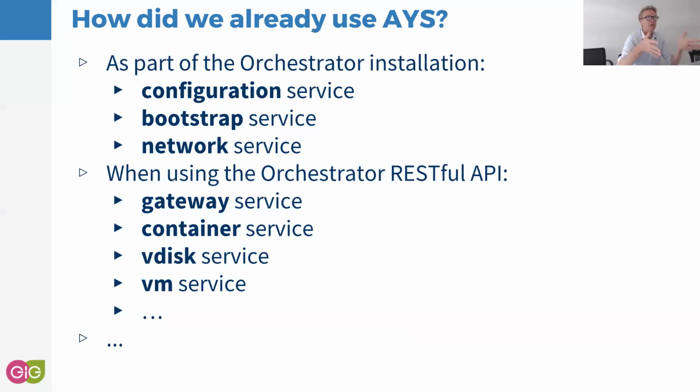When talking to the RESTful API, the orchestrator then talks to AYS saying, this is what I want. And by saying that, the AYS server will instantiate an AYS service representing the workload, in this case, for instance, a gateway that needs to be started. And it's this AYS service that will do the actual provisioning and, most importantly, make sure that this thing stays up and running forever.